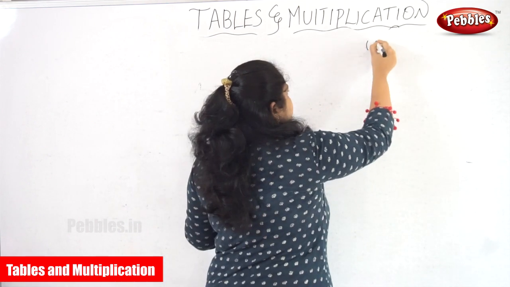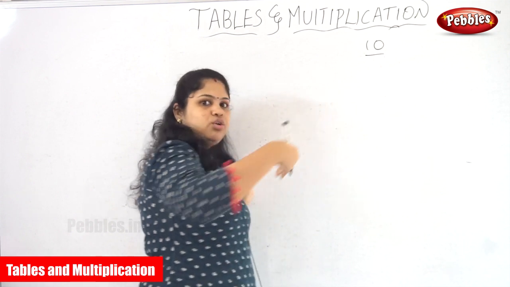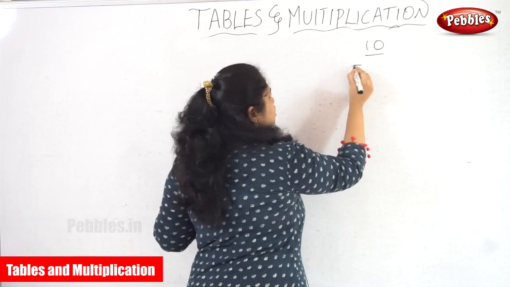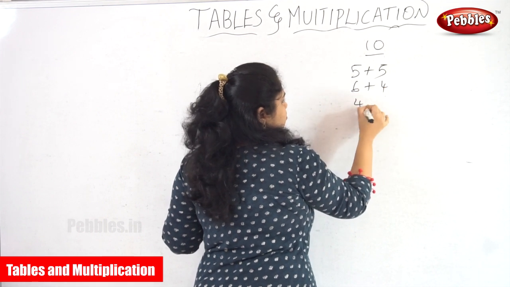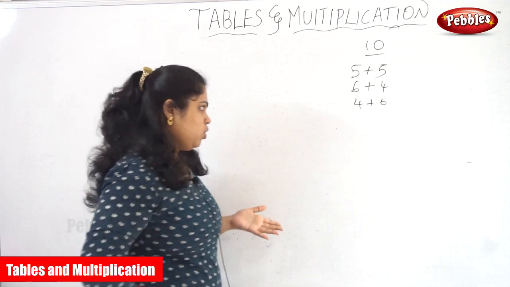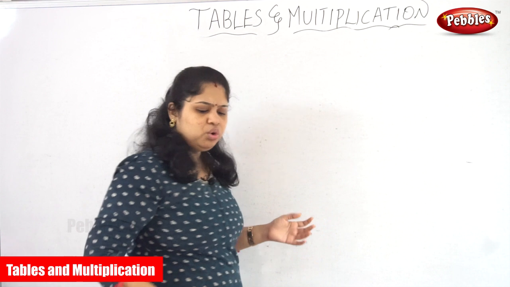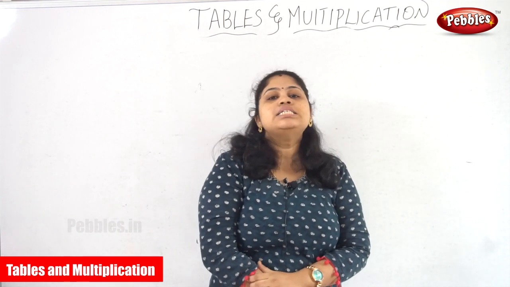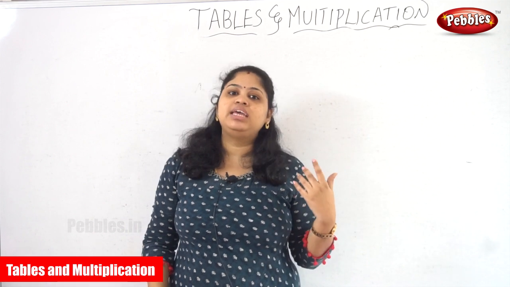The combinations of numbers to get 10, from 0 to 10, are 5 plus 5, 6 plus 4, 4 plus 6. So these are the combinations you can use to get 10. This is not a rule or any formula. This helps you to perform the addition much more easily.